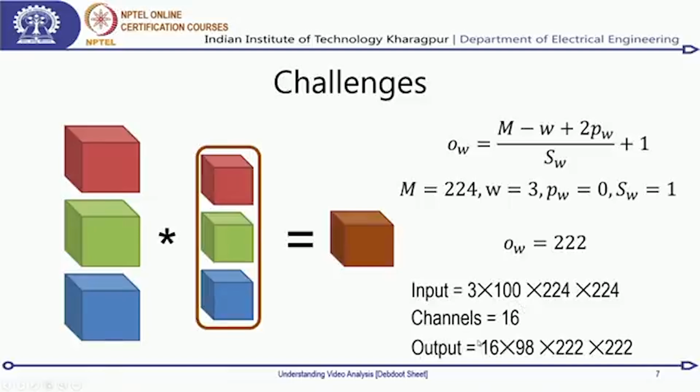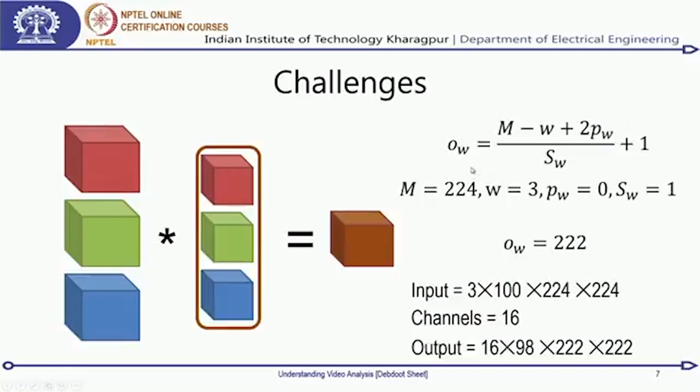So, now my output is going to be something like 16 cross 98. Where this 98 comes from is that my W over here is 3, and this is what I am going to consider isotropic across all of them if I am not explicitly specifying. So, for this axis, where the size of the tensor dimension along the time axis is 100, the output along that one is going to be calculated as 100 minus 3, because I am taking 3 cross 3 cross 3 sized kernels. So, it is 100 minus 3 plus 0 divided by 1. So, that makes it 97 plus 1 is 98.